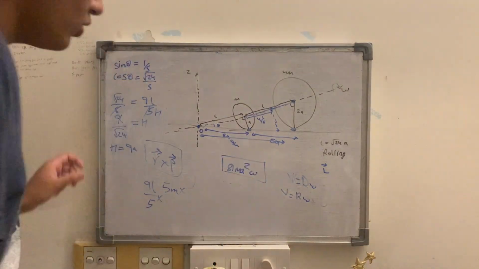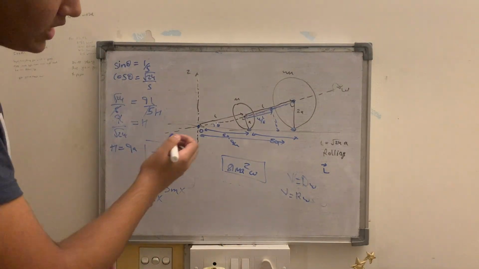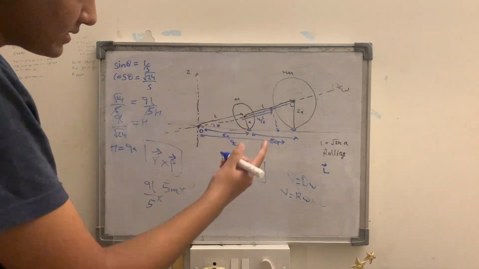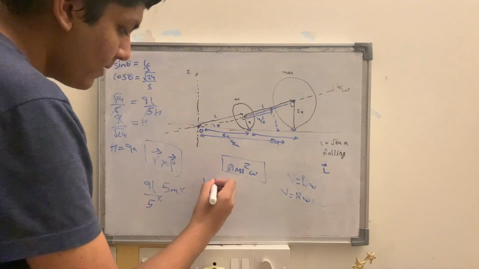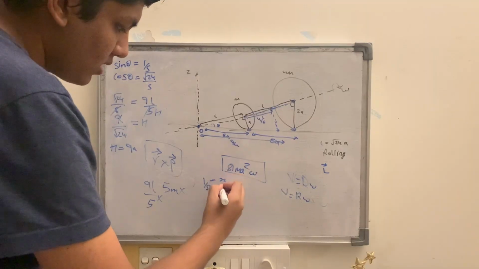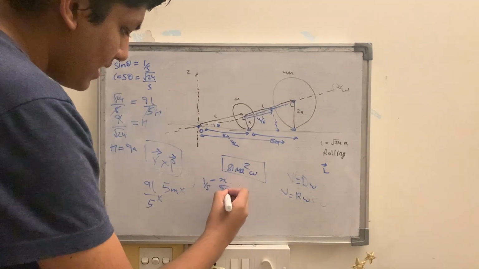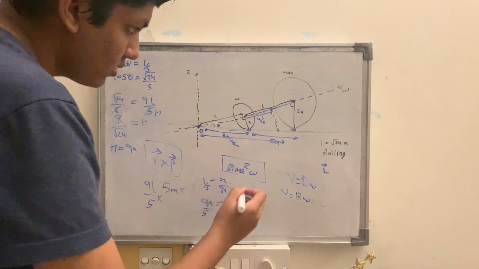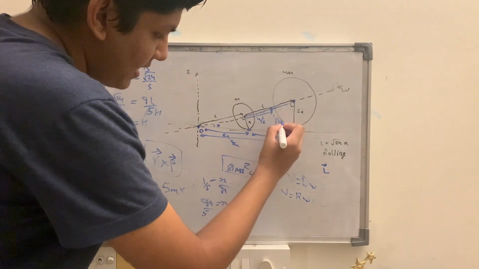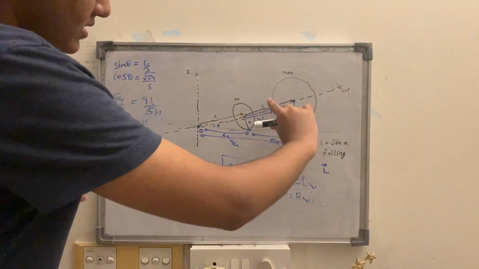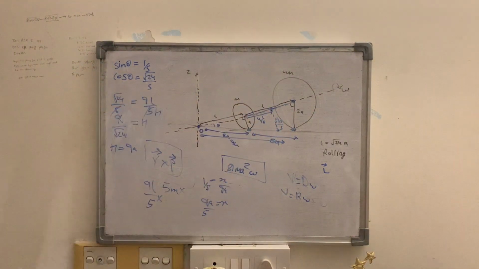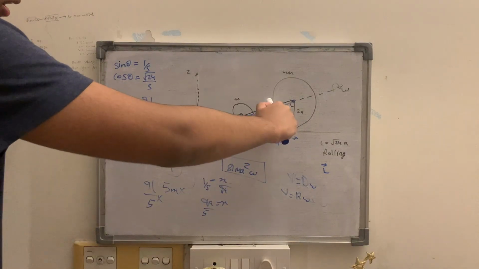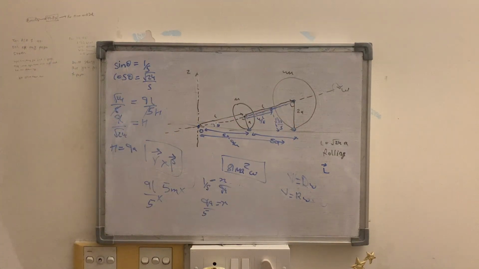Okay. So now that we have found the hypotenuse, using sine theta, 1 by 5 equals x upon 9a, so x equals 9a by 5. So this distance over here is 9a by 5. Okay, so we have found this distance, 9a by 5.